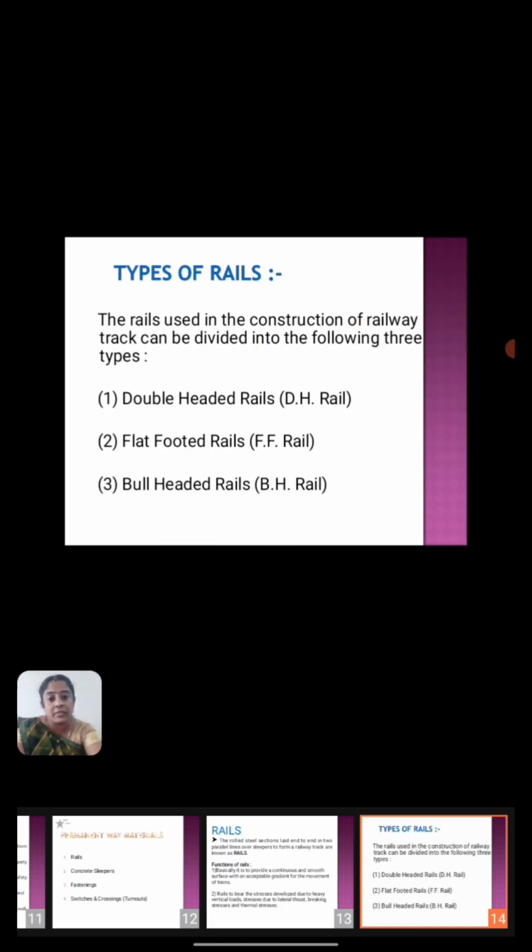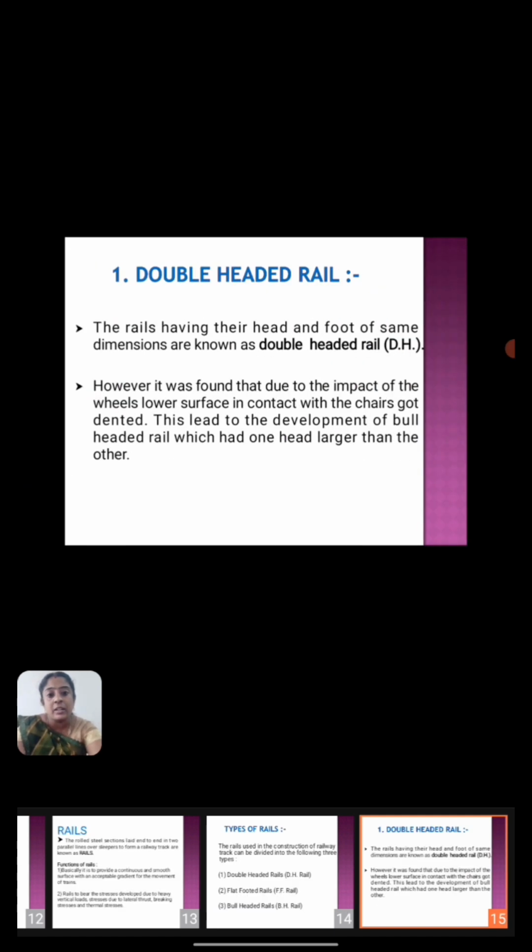So, types of rail. We can construct the rails in the form of three types: double-headed rails, flat-footed rails and bull-headed rails. Double-headed rail means the rail is mostly constructed based on the track distance, the gauge distance. By considering the gauge distance, we will choose the rolled steel section.